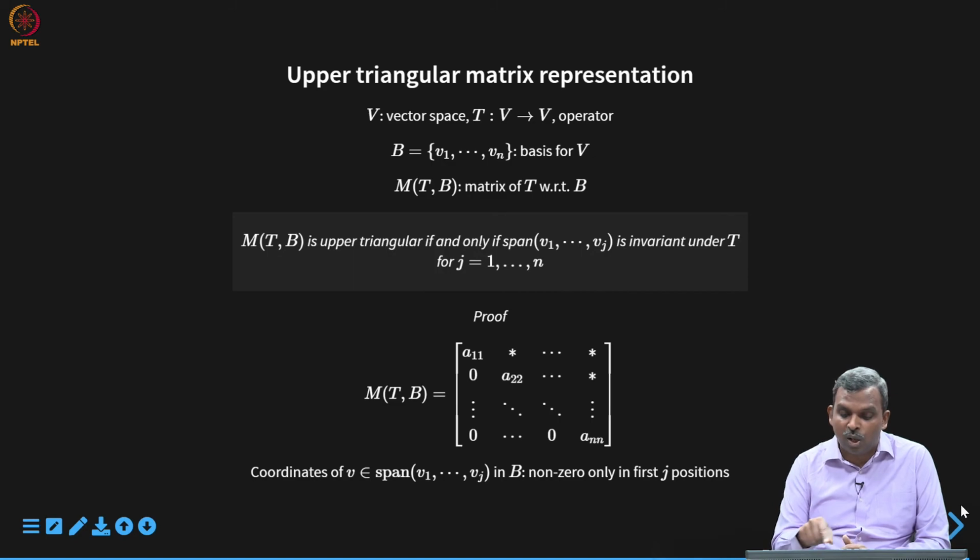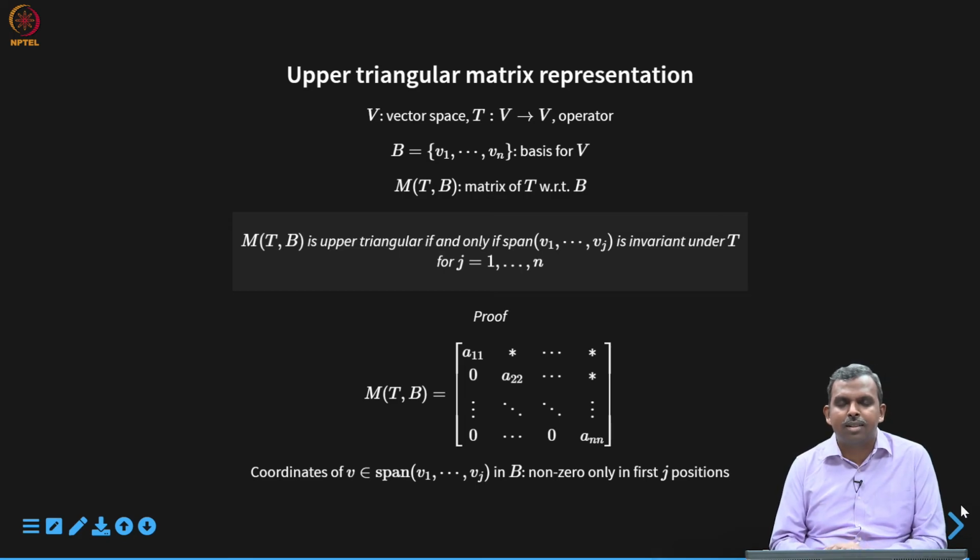So now you will see a lot of things will come together because the span of V1 to Vj has to be invariant under T. So this is the condition that's important. Okay, we have seen before that if you have a vector space over the complex field, where you can have eigenvalues and eigenvectors, any operator has an upper triangular matrix representation. Okay, so that we have seen before, right.